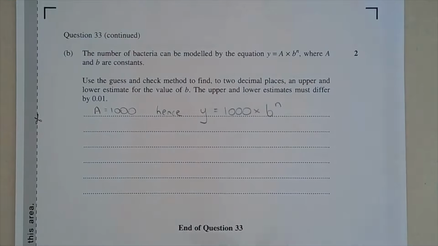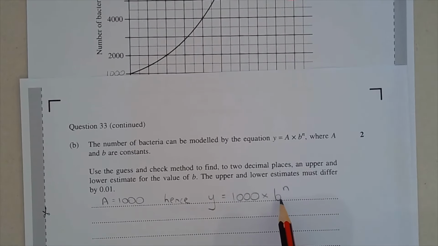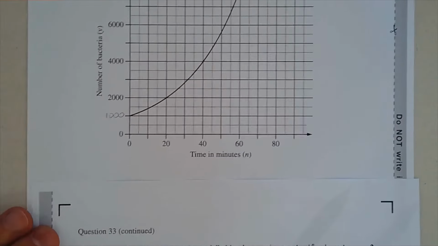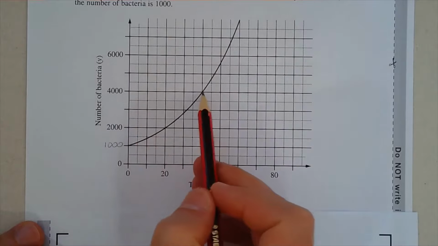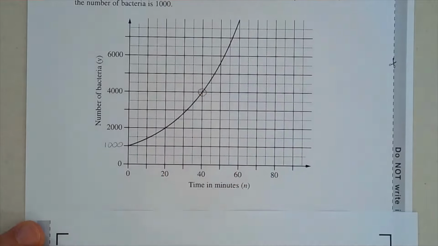Now what we need to do is go back to our graph, because we need to estimate a value for B. We need to pick another point on the graph, and it can be any point, but I'll go back to the point we initially found in part A, which was this point, 4,000 bacteria when n equals 40. So this is a very convenient point to use.